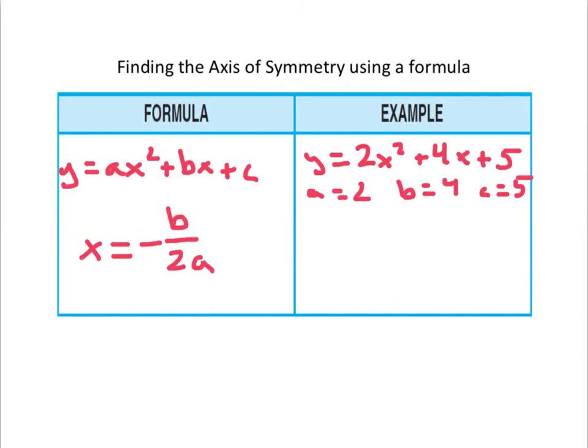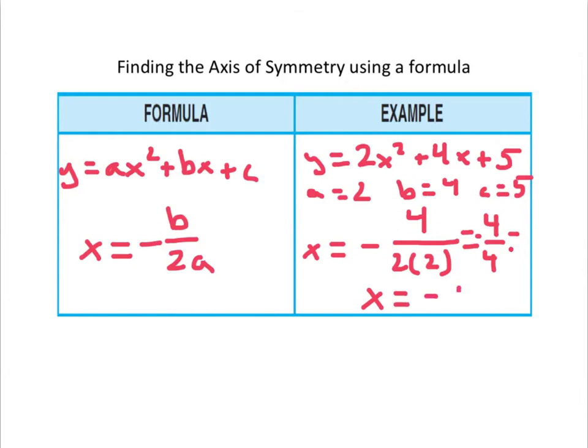So x equals negative, and then on top of my fraction I'm going to have my b, so negative b, which in this case is 4. So negative 4 over 2 times 2. Well, 2 times 2 is 4, so we have negative 4 over 4, which simplifies to negative 1. So x is going to equal negative 1. That means our axis of symmetry, our AOS, is negative 1.